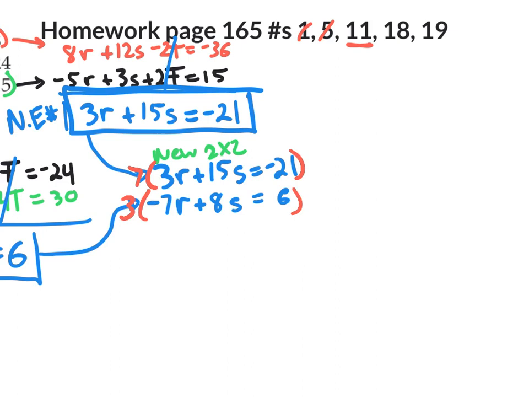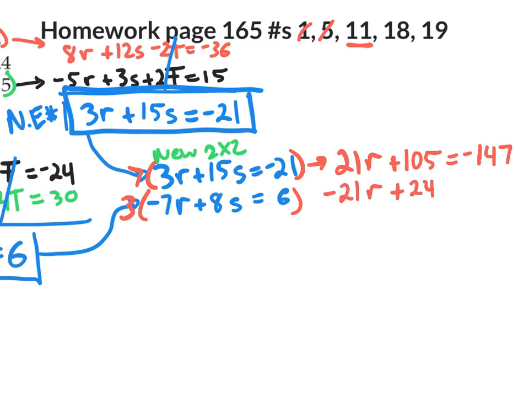So multiplying the top one by 7, it'll get us 21r. 7 times 15, that's 70 plus 35, that's 105s. 7 times negative 21 is negative 147. Am I right? I hope I'm right, because if I'm not, everything's going to be all messed up. We're good? Okay, and the bottom equation is going to be modified to negative 21r plus 24s, and 3 times 6 is 18. So we've modified it. Let's eliminate those r's.